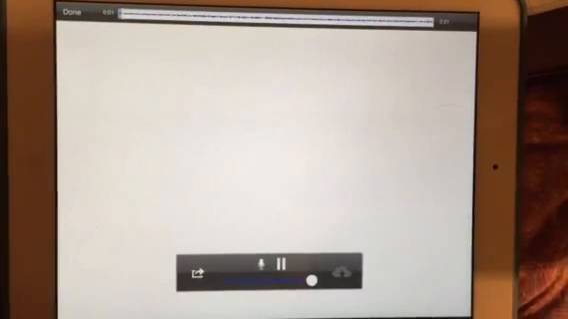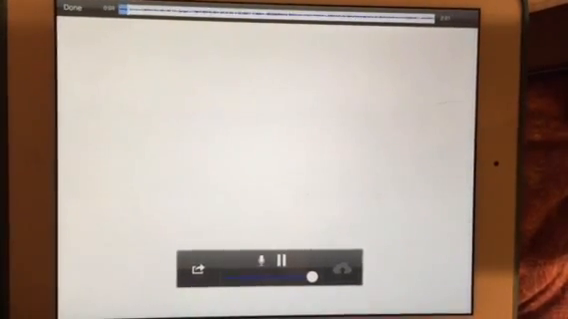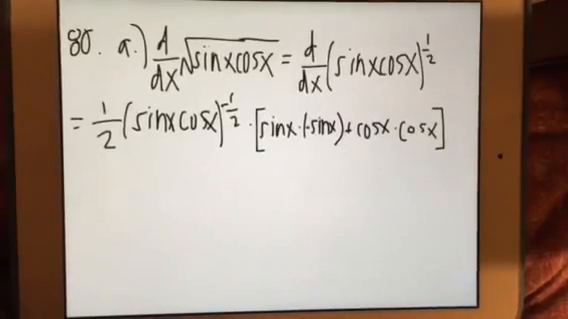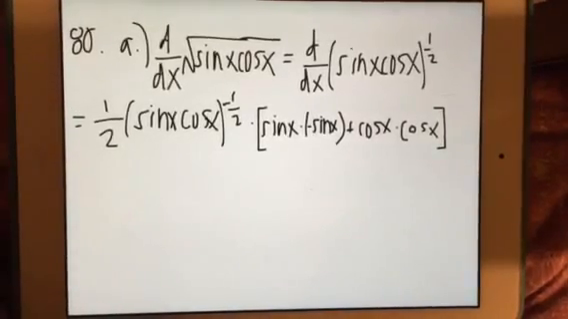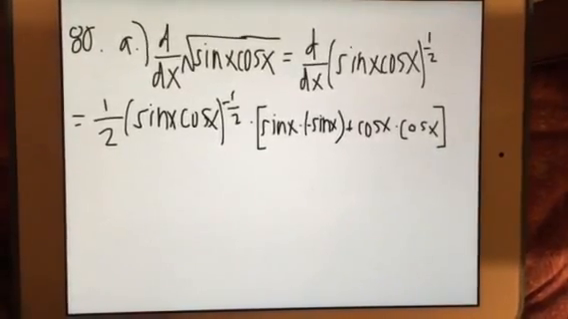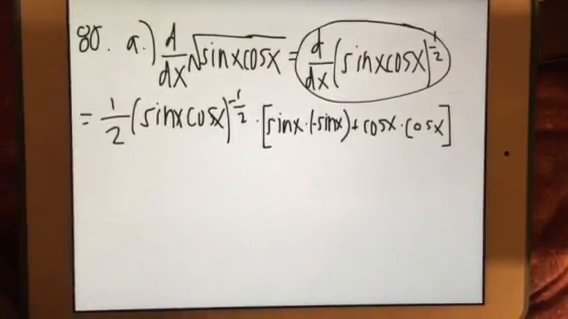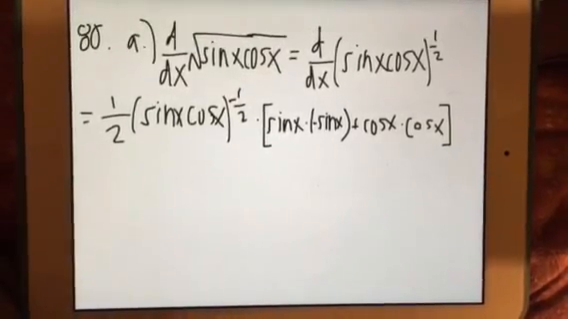Problem 80 asks us to explain why finding the derivative requires both the use of the chain rule and the product rule in parts A and B, and then it asks us to find the derivative. Part A asks us to find the derivative of the square root of sine x times cosine x, which can be rewritten as the derivative of (sine x times cosine x) to the power of 1/2.